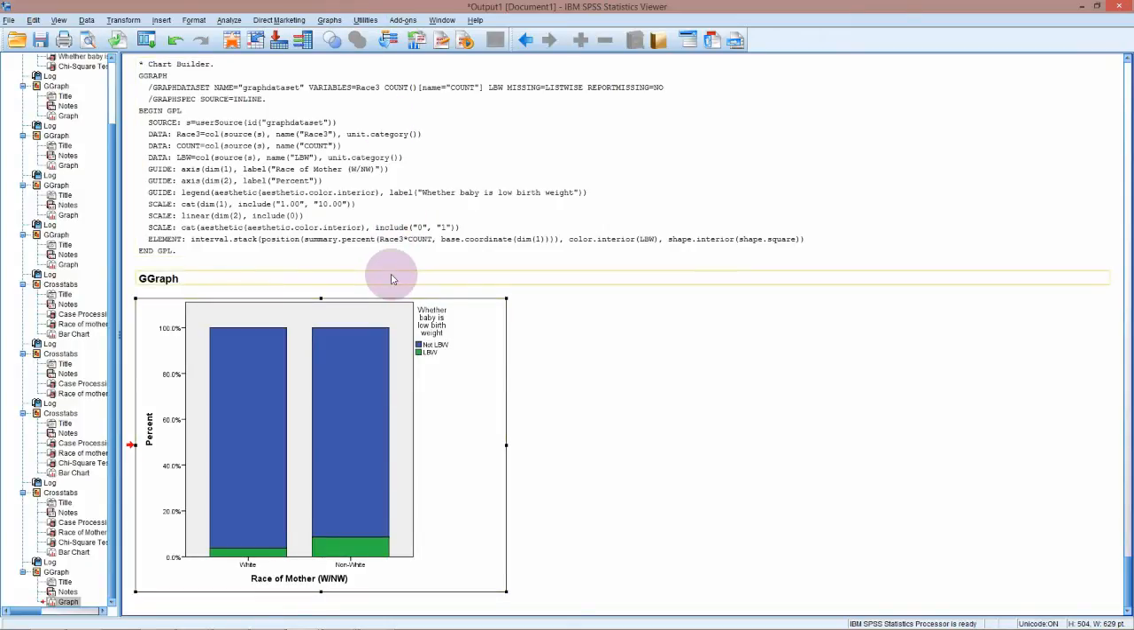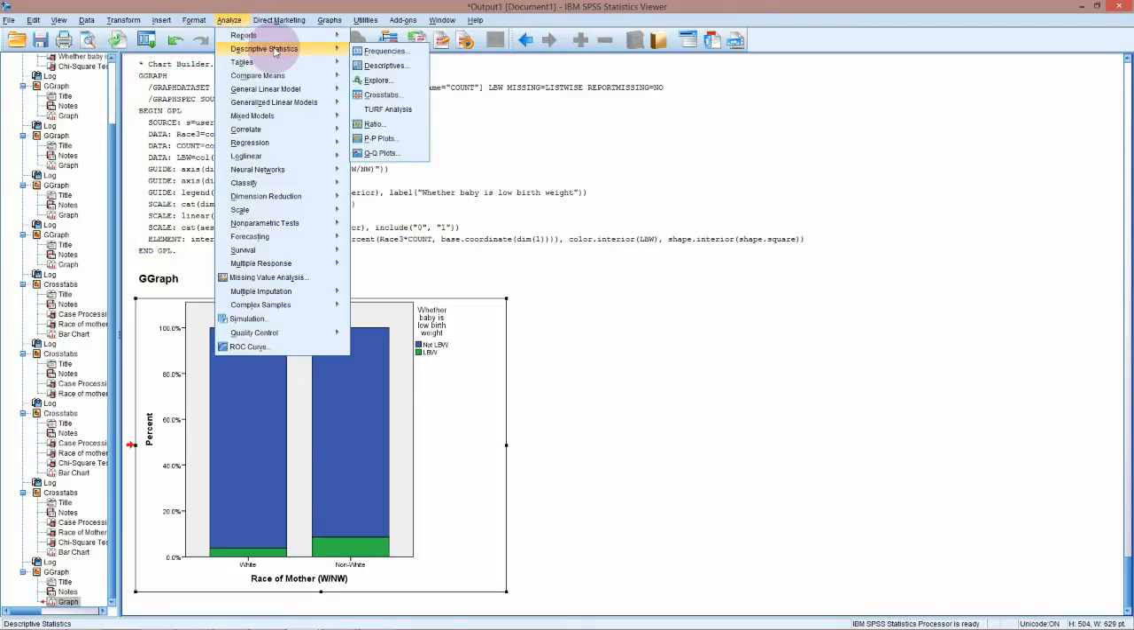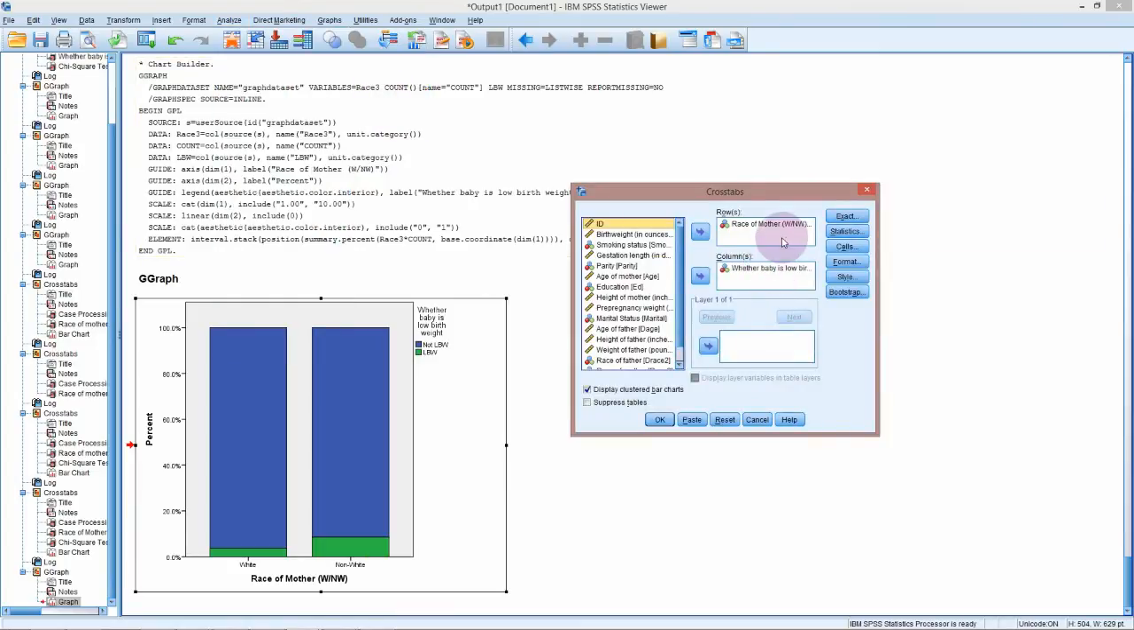The last thing I'm going to look at really quickly is how to get out your risk estimates and your odds ratios. So where you've done your chi-square test, you might have seen this box already. In cross tabs, we'll stick with our race of mother, white and non-white.